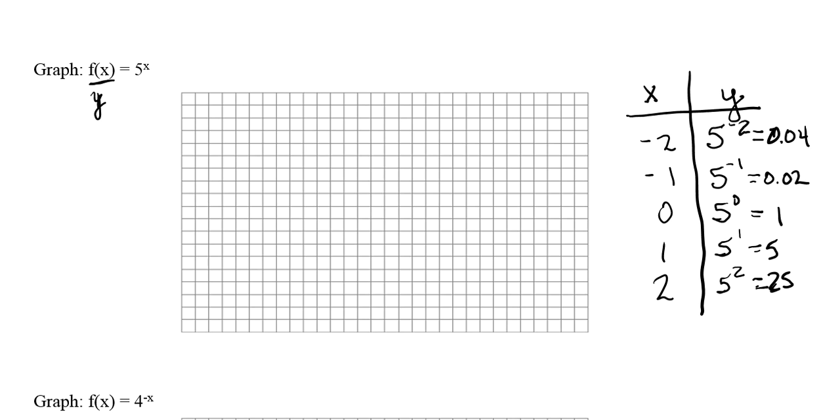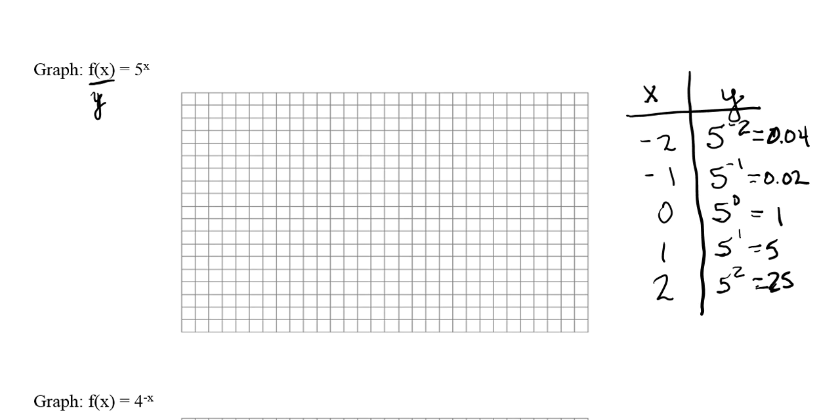Now I've taken the time and gone ahead and plugged those into my calculator, and these are my numbers. So now I'm going to go ahead and graph them. Now notice I have a blank graph here. I'm going to have to put an X and a Y axis on it. I wanted to go ahead and look at what kind of numbers I have.